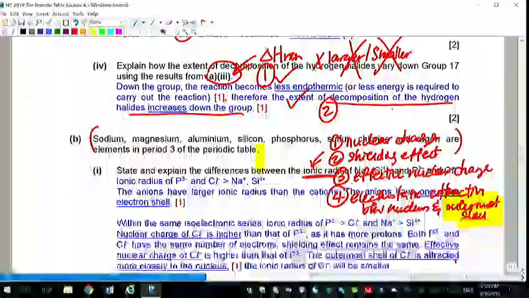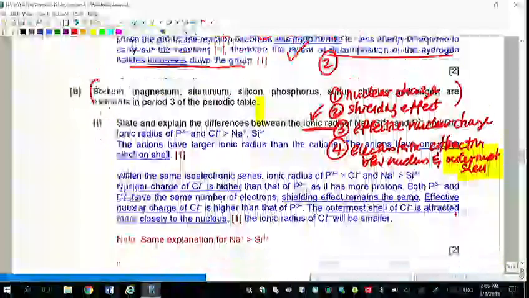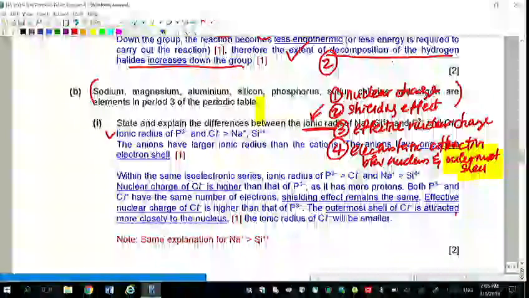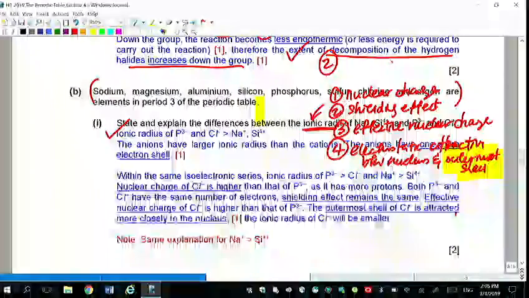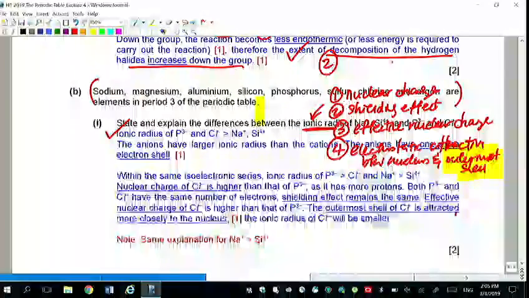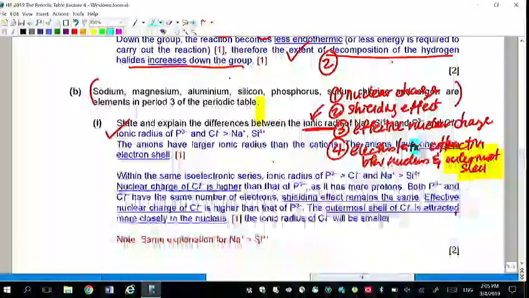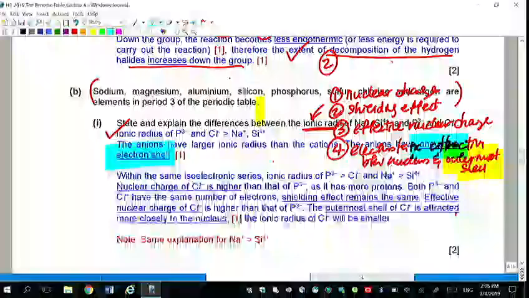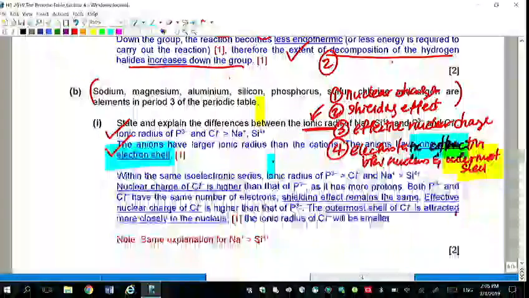Here, generally, you should know that for anions, the ionic radius is going to be larger than the cations. So the first point you need to talk about is to compare the ionic radius of the anion with the cation. Based on that, you should be able to explain clearly that your anions have one extra electron shell. Because of that, it will have a larger ionic radius.